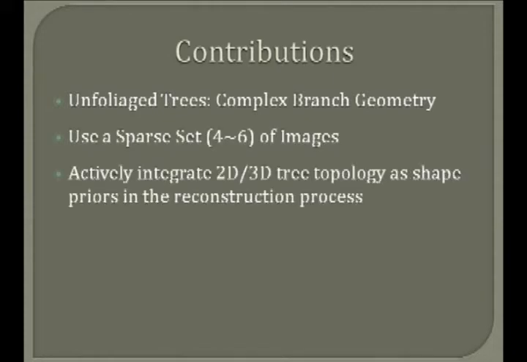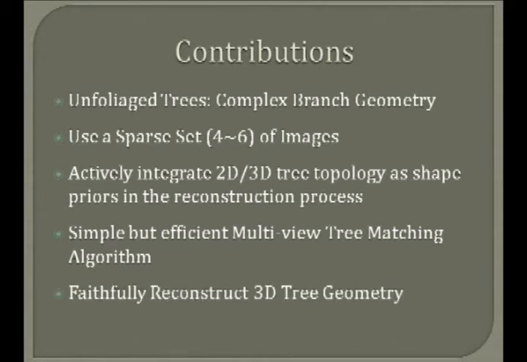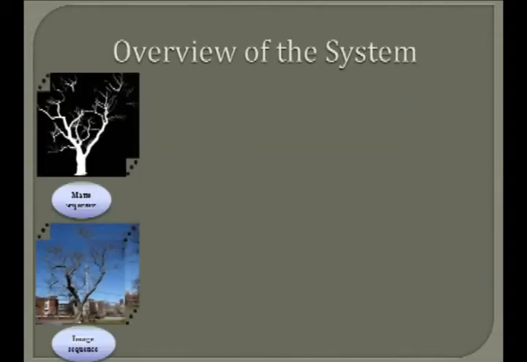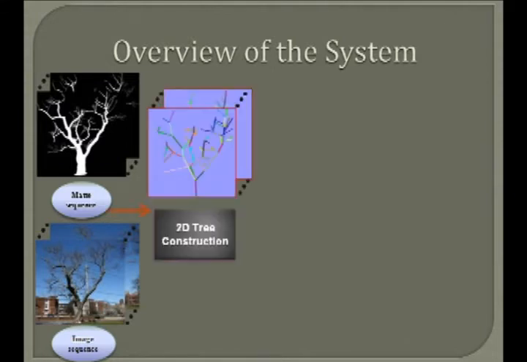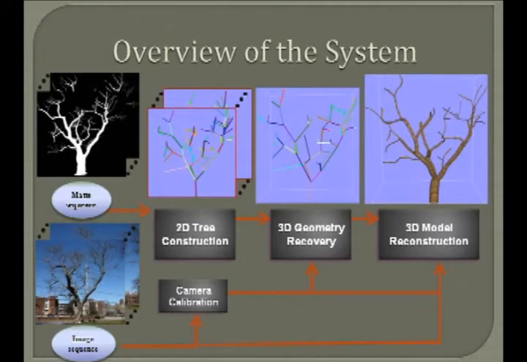Our solution actively integrates 2D and 3D topology as shape priors in the reconstruction process, and is able to accurately recover complex tree geometry with minimal user interventions. Our framework starts with computing the matte image for each input view. For each matte image, we construct a 2D skeleton tree. For the 2D skeletons, we then recover the 3D skeleton tree from the 2D skeleton trees. Finally, we reconstruct the complete 3D branch geometry.